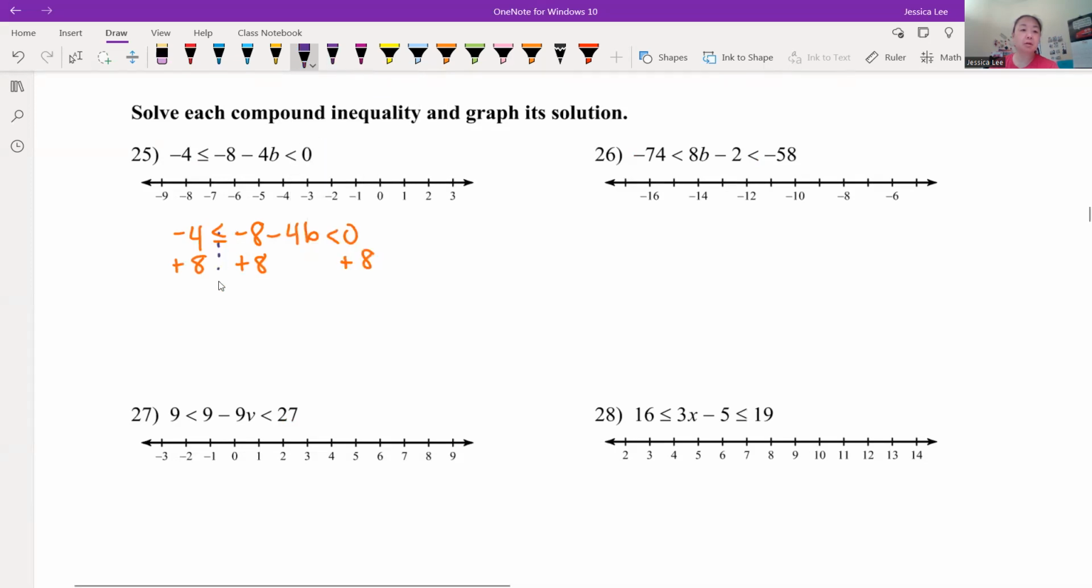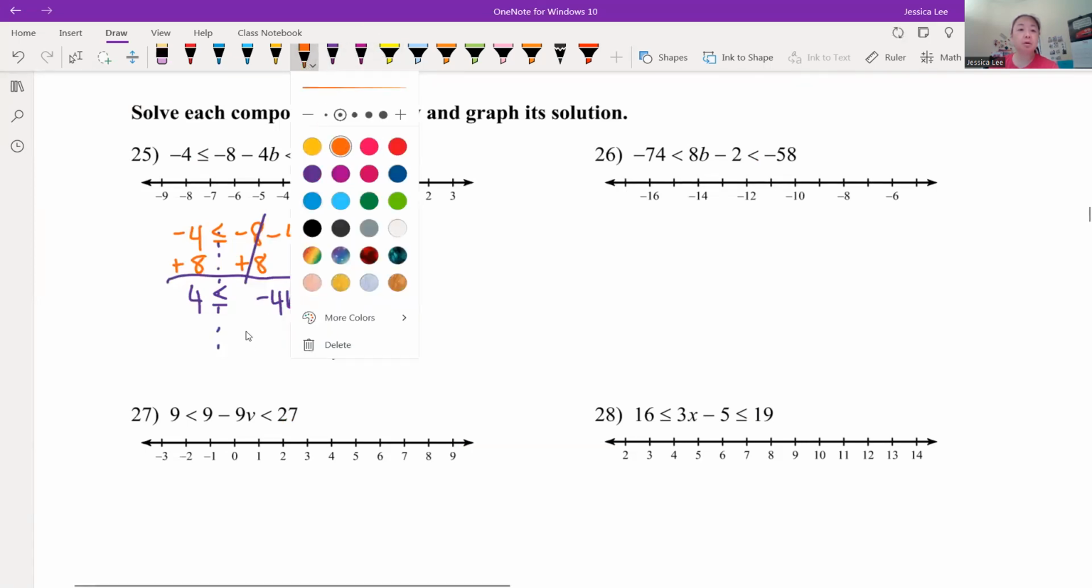There we go. So we can put a line here, and a line here, so it kind of reminds us where the 3 sides are. Sometimes it can be confusing. And we would get -4 plus 8 is 4, is less than or equal to, this cancels out, so we get -4b is less than 8. All right, and we're almost done with solving that.